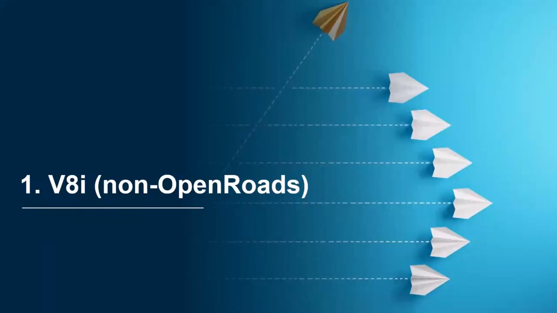Okay, with that out of the way, let's turn to the first type of project that we're going to be migrating. And this would be a V8i project that doesn't have any OpenRoads in it.